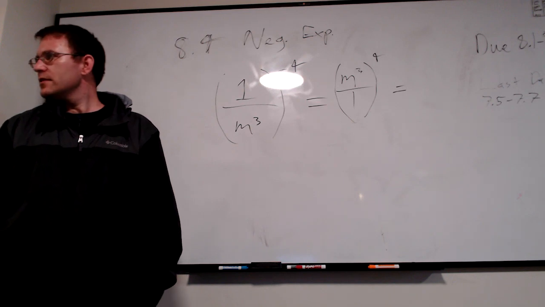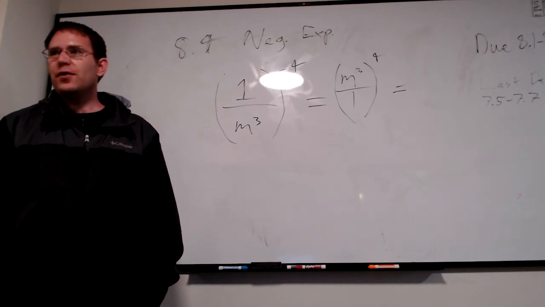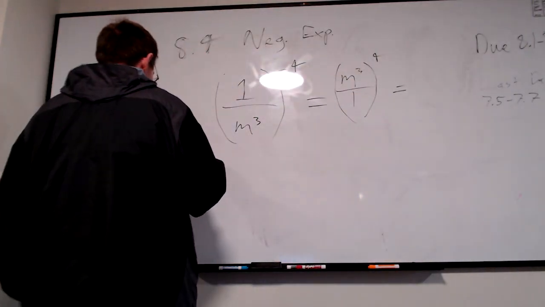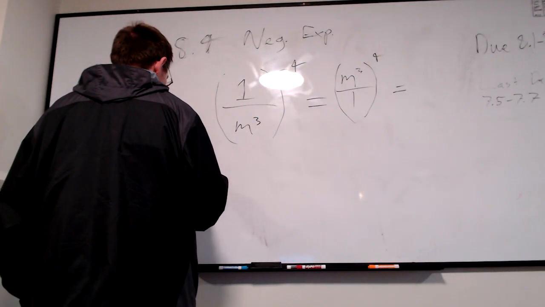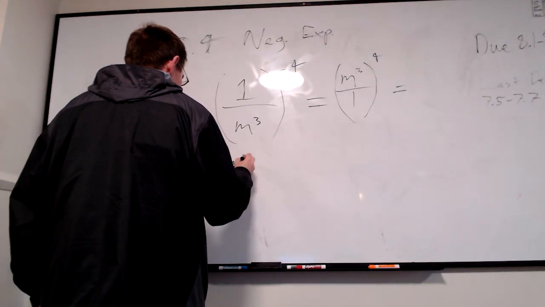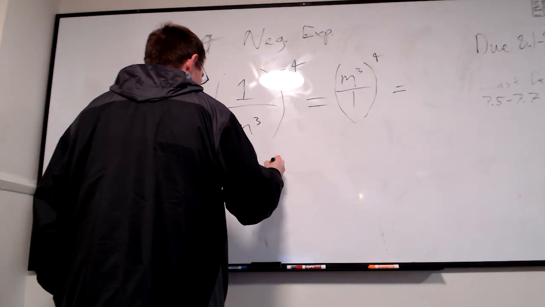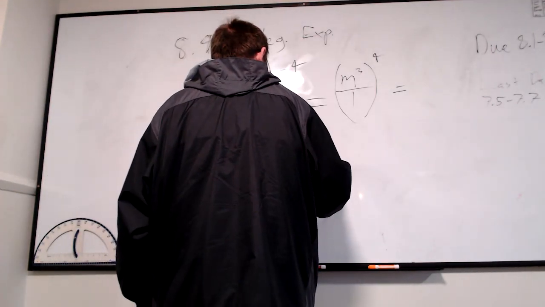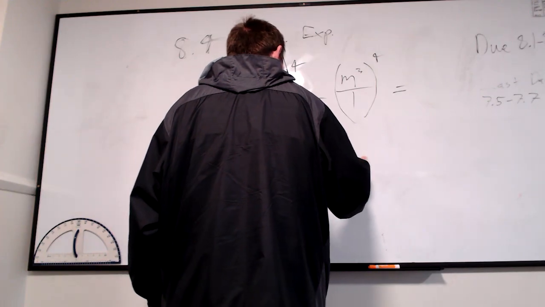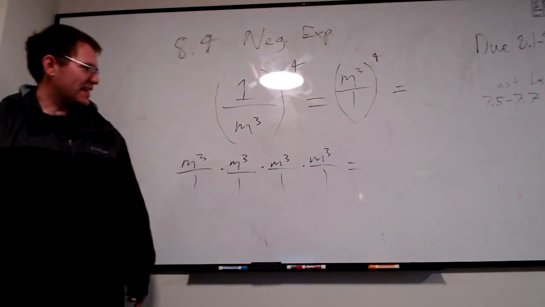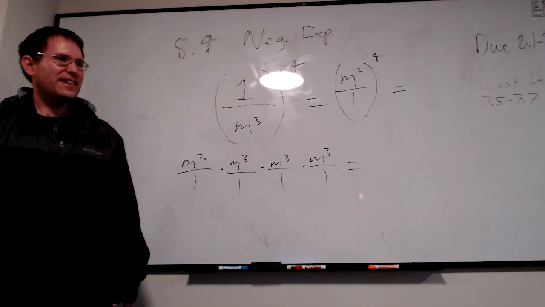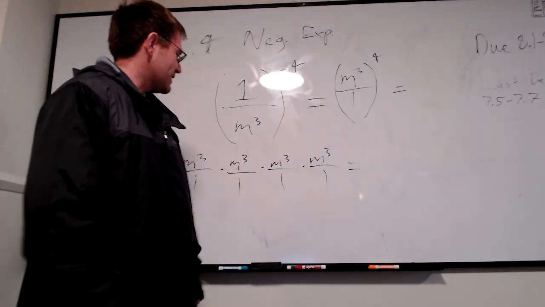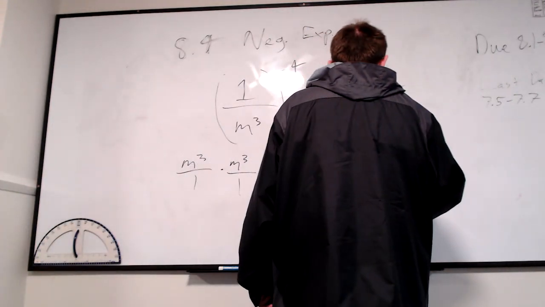Would you add the 4 and the 3 powers? No, not add. So another way of writing this would be m to the 3 over 1 times m times 3. Does that make sense? Multiply by 4. Yeah, you can just multiply this by 4 effectively, but yeah, exactly. That's exactly what you do. So then it's going to be m to the 12.